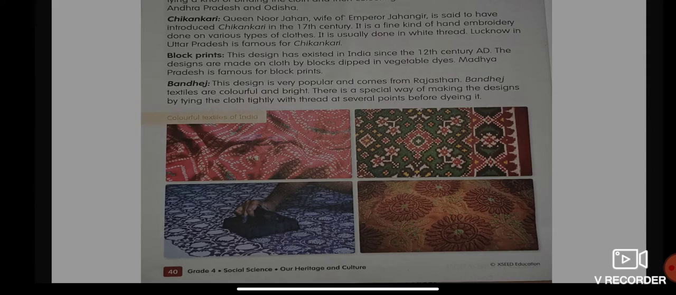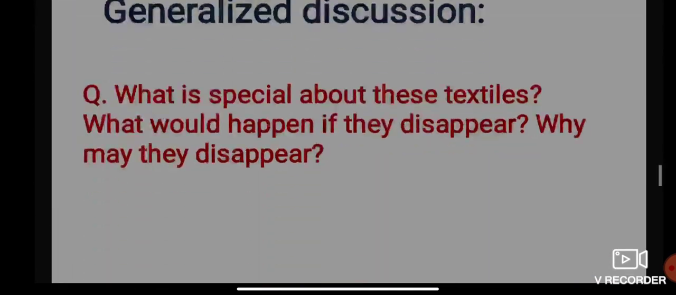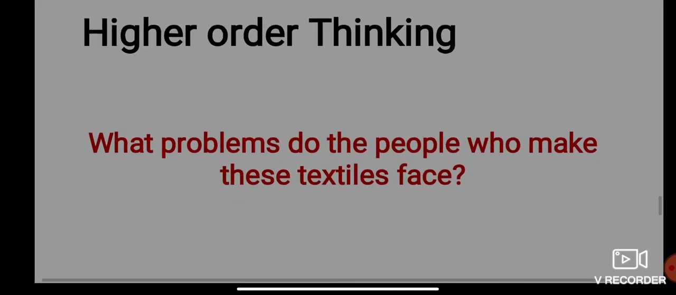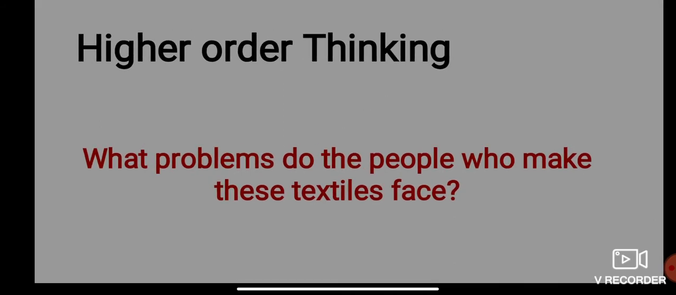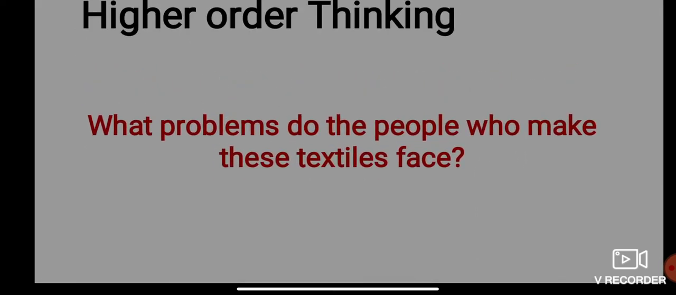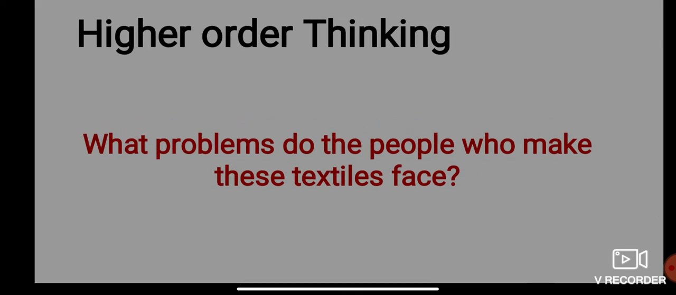All right, so okay, here's one last question for you. What problems do the people who make this textile face? So according to you, what problem might the people who are making this textile be facing? All right, it's very simple and very basic. I hope you all know the answer. So I'm going to elaborate the answer for you, so listen carefully.